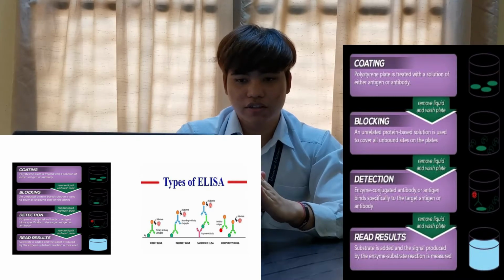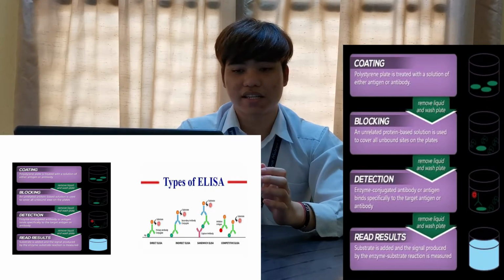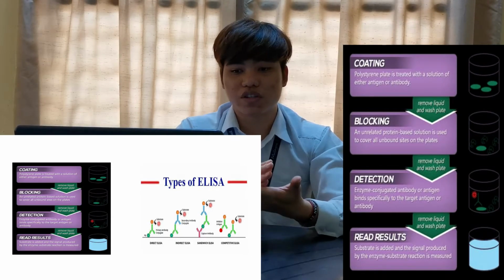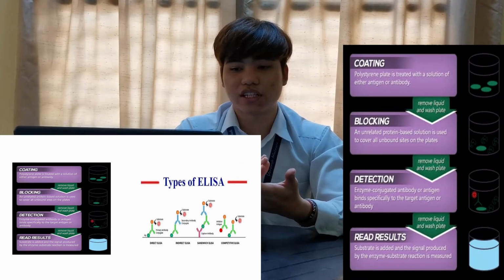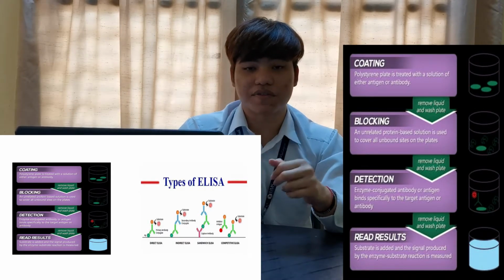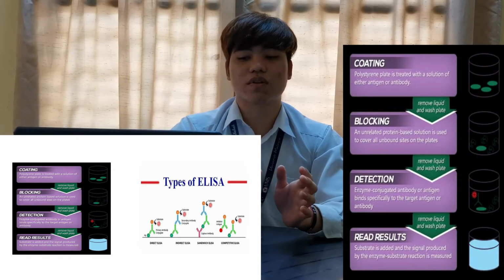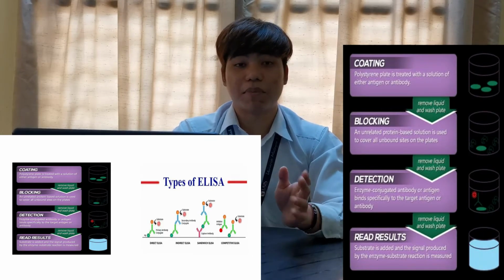In coating, the polystyrene plate, which is one of the plates that can be used for this assay, is treated with solutions of either antigen or antibody. So the antigen or the antibody will attach to the surface. So the next step is to remove the liquid and wash the plate by machine.